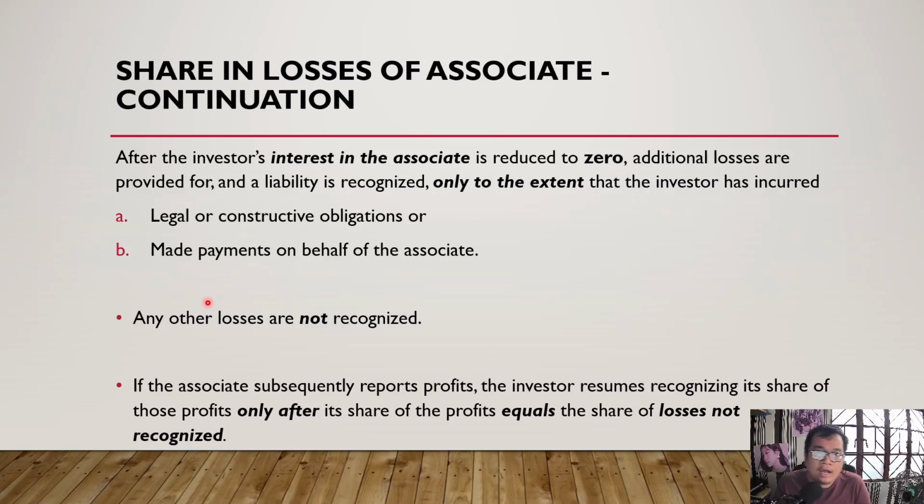After the investor's interest in the associate is reduced to zero, additional losses are provided for. Ibig sabihin, lumampas na eh. May zero na nga yung interest mo kay associate. Nag-zero out na silang tatlo after the losses. Tapos meron pang dagdag na additional losses. So, additional losses are provided for and a liability is recognized only to the extent that the investor has incurred legal or constructive obligations or made payments on behalf of the associate.